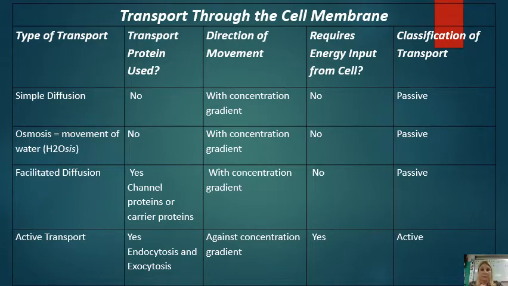Now, in active transport, we actually have to use energy, okay? The cell actually moves things against the concentration gradient. So it's moving from areas of low concentration, okay, to high concentration. So it's moving things actively. It's using energy. It actually has to push something out or take something in.